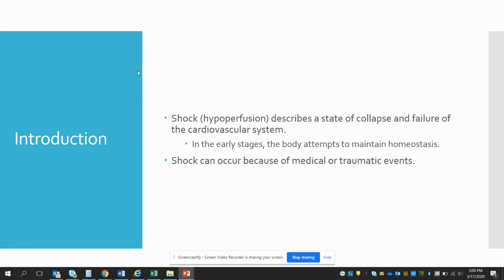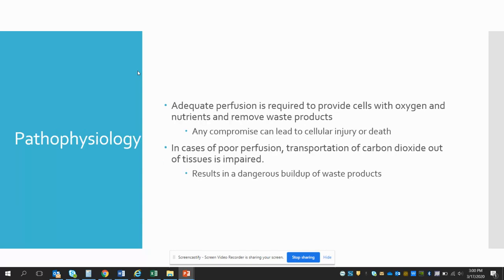Now, we'll look at the different causes of shock, but they could be medical or traumatic in nature. So we want to keep that in mind as well. Some types of shock have a quick fix and an easy treatment. Some do not. Some are a little bit more extensive. So we'll take a look at those different types as we move forward.